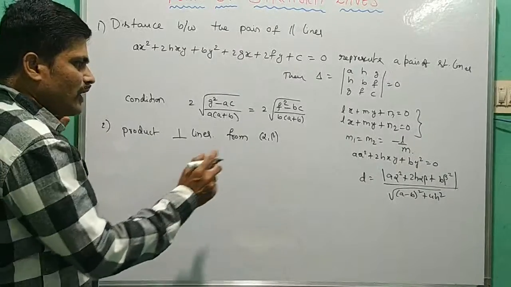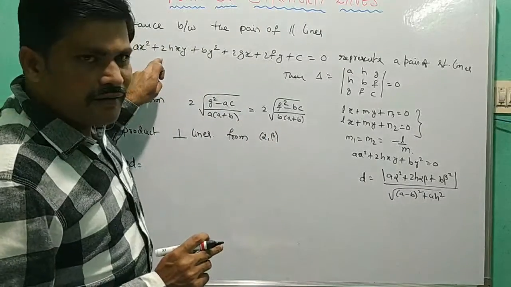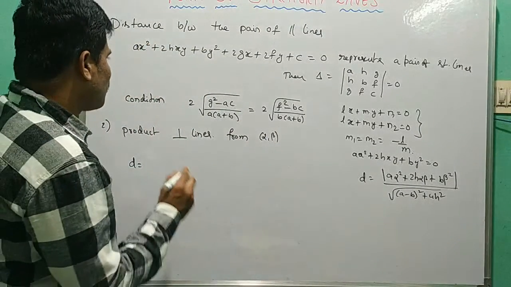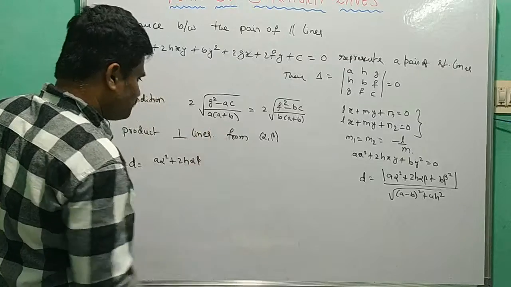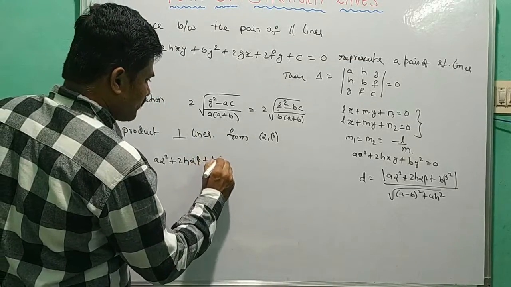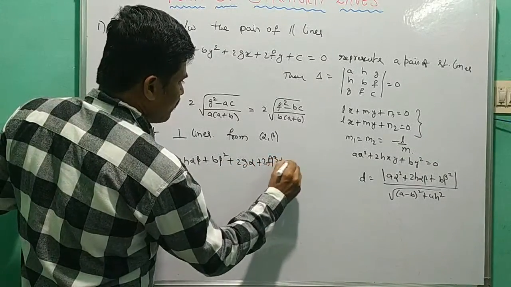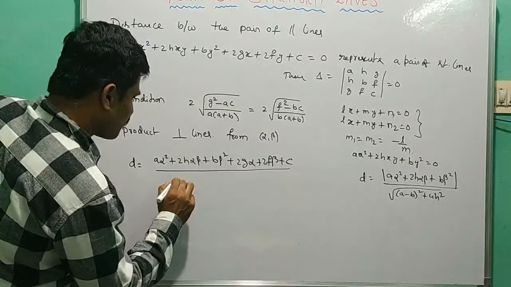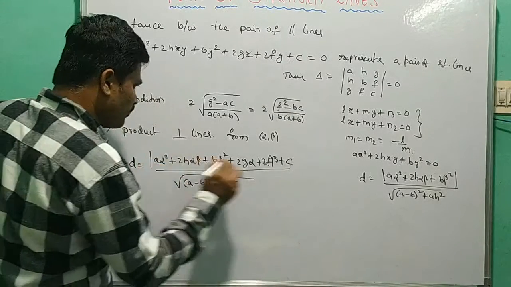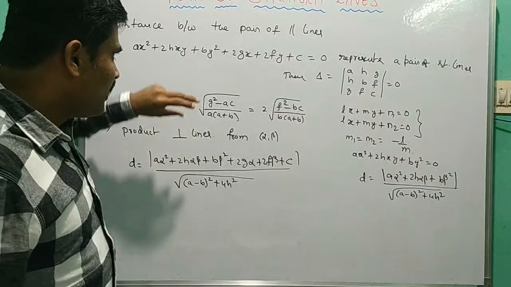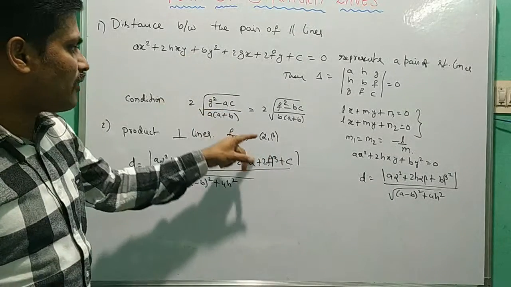Now we take the same formula d equals to, here we have to substitute the point alpha beta in the given non-homogeneous second degree equation. Now we take a alpha square plus 2h alpha beta plus b beta square plus 2g alpha plus 2f beta plus c whole by square root of a minus b whole square plus 4h square. Now we have to take the numerator modulus value. Here we have to substitute in place of x and y the point alpha beta.